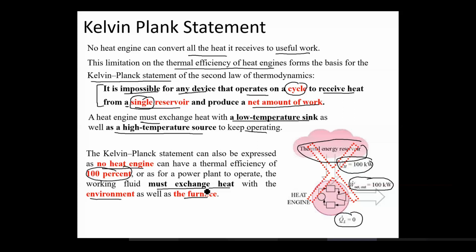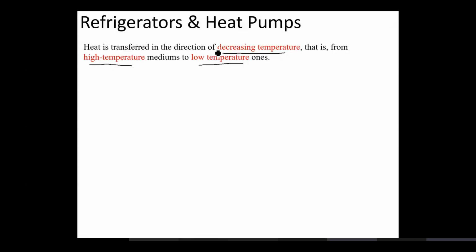Sir, your voice is getting distorted. Another type of devices. Is it clear now, or is it still distorted? Is the voice clear or not? Sir, it's fine now. All right.